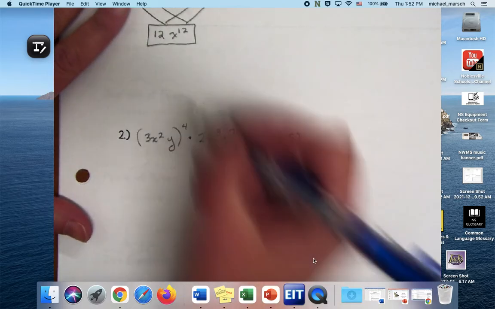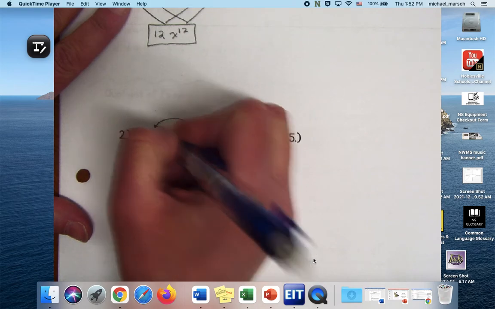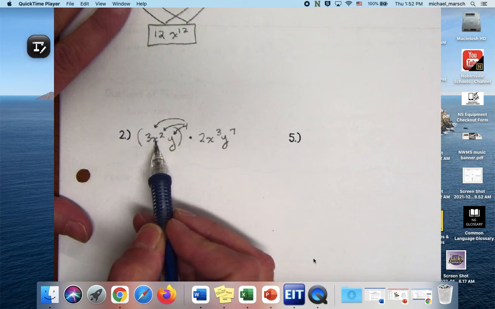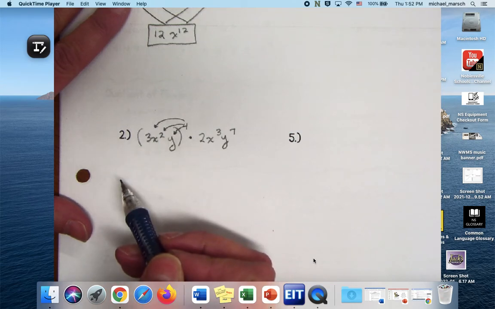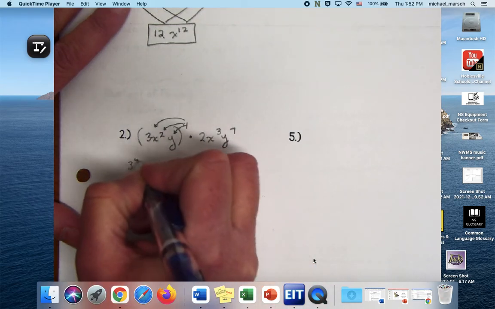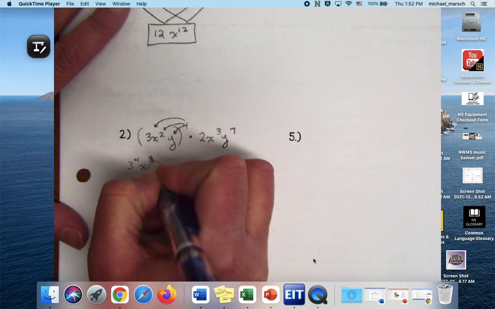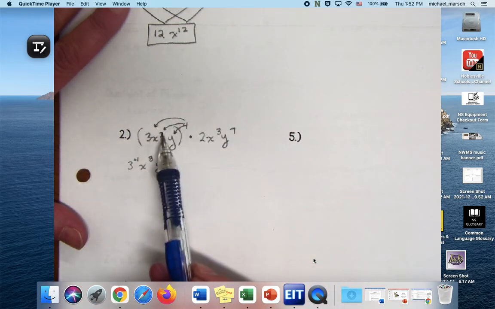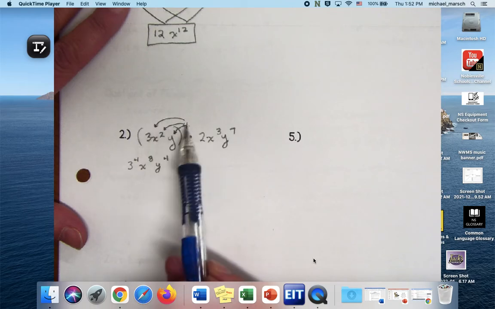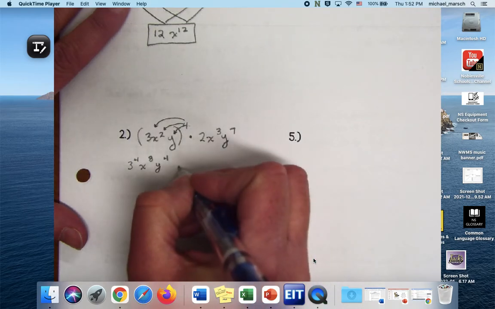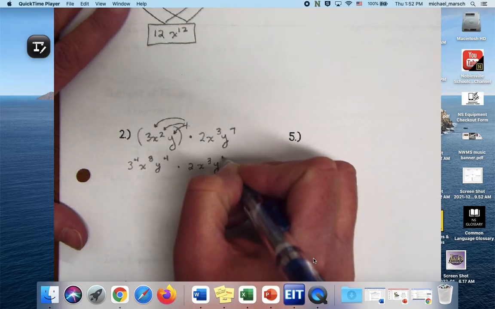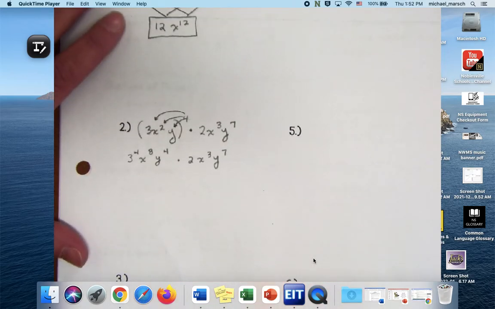All right, so the first thing I'm going to do is I'm going to distribute this 4 to each of these terms, to the 3, the x squared, and the y. So I'm going to get 3 to the 4th, x to the 8th, y to the 4th. Remember, when I'm distributing in here, I'm multiplying because it's inside and outside the parentheses. And then I just bring down the 2, x to the 3rd, y to the 7th. Can't do anything with that yet.